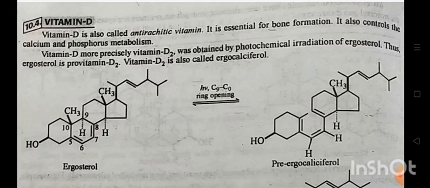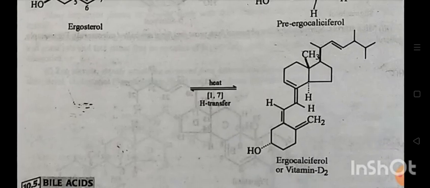Here the structure of ergosterol is given, which is in equilibrium with pre-ergocalciferol, and after heating, by 1,7 hydrogen transfer, we get ergocalciferol or vitamin D2.